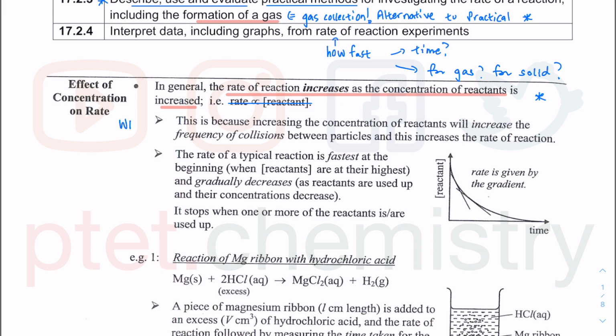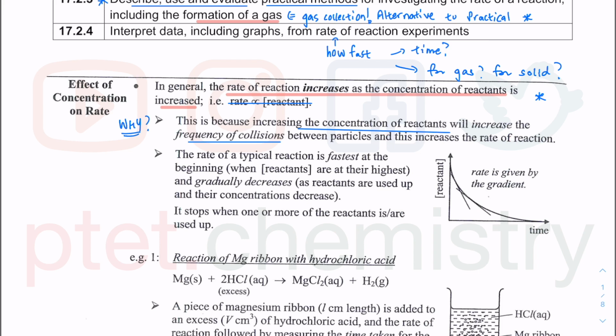Why? This is the important bit. They did ask you to describe, but they might ask you to explain as well. When you increase the concentration of reactants, you will increase how often they collide. Frequency means how often. When you are very close to each other, unlike COVID standard operating protocols, you're bound to bump into your friends, your neighbors, and the more you bump into each other, the greater the rate of reaction.